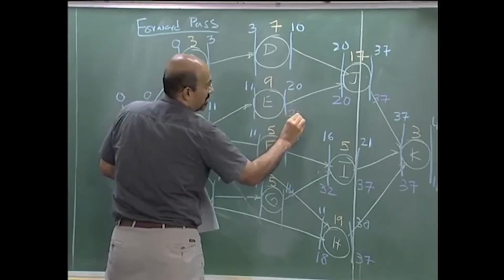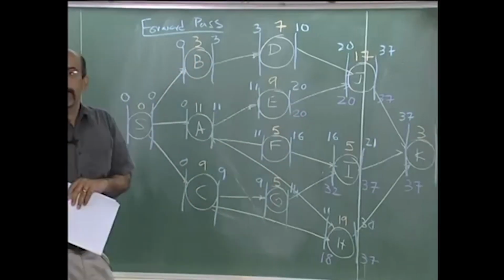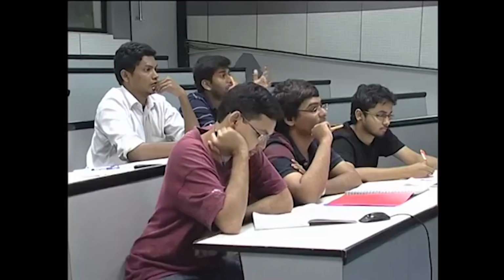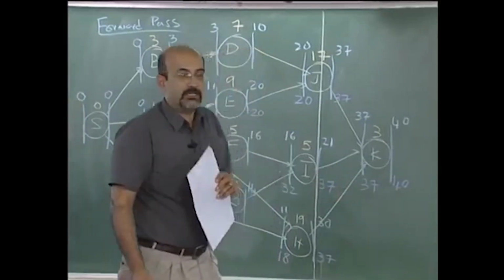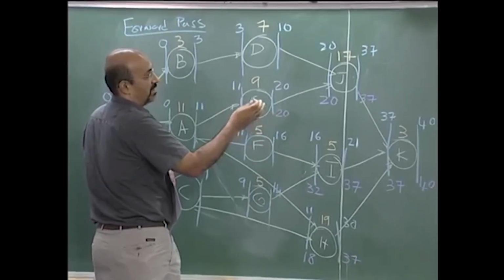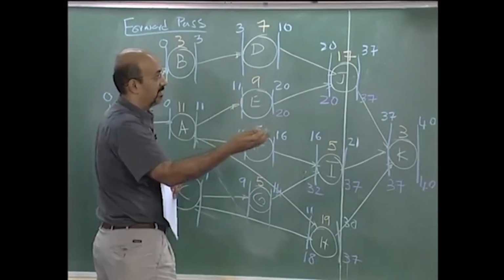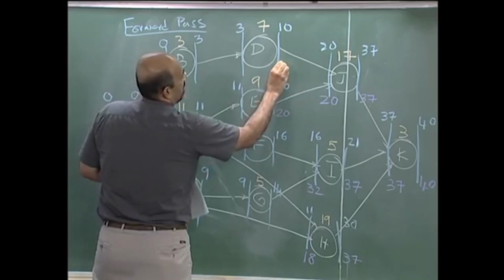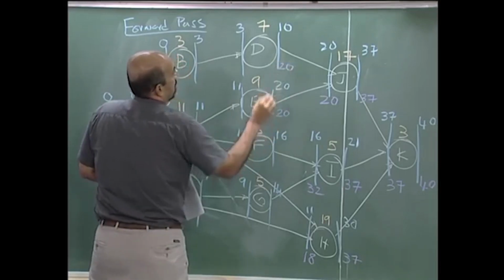Now we go back again, so we can find E should not exceed 20. What happens if E exceeds 20? J gets delayed. Project gets delayed. So that is the definition for how late the activity can start or finish so that the project does not get delayed. So D again will be here 20, 20 and 30.